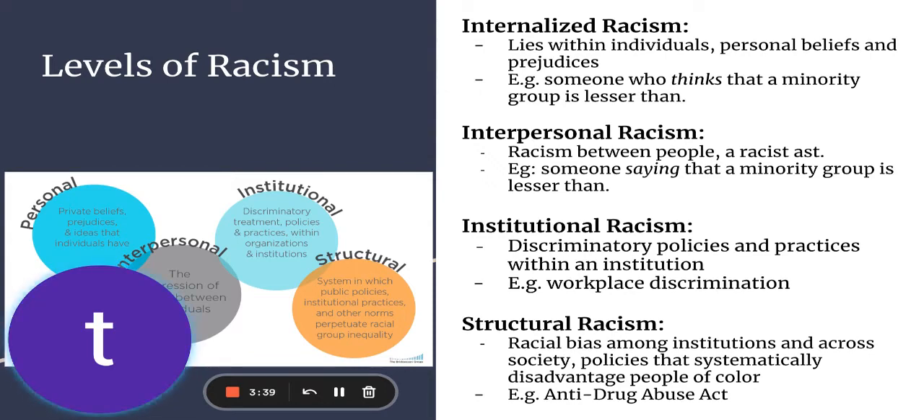And the last level of racism here is structural racism, which is racial bias among institutions and across society, public policies that systematically disadvantage people of color. These institutional practices and norms perpetuate racial group inequality. An example of this is the Anti-Drug Abuse Act.